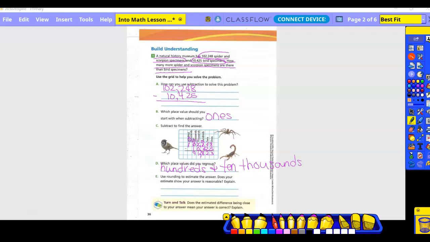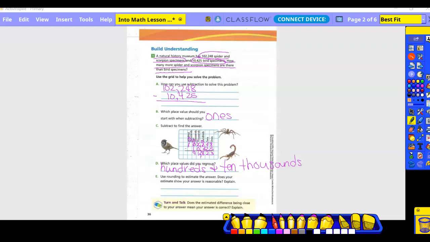Use rounding to estimate the answer. Does your estimate show your answer is reasonable? Explain. So we're going to estimate up here, over here to the side of A. When we estimate, we are always going to take the largest place value and round it.